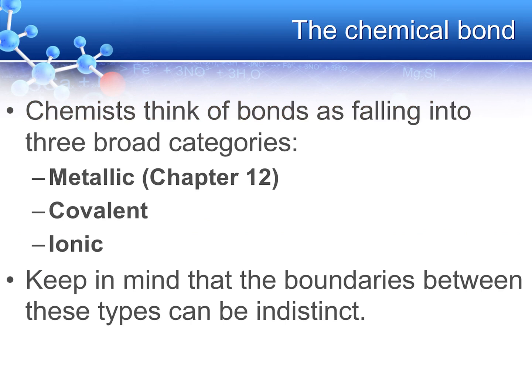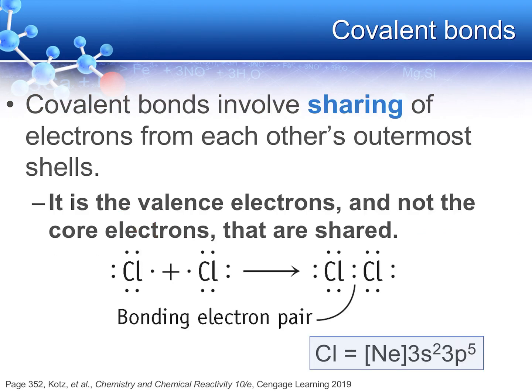We will discuss metallic bonding in chapter 12, so that will be next semester in Chem 102. So this semester, we will concentrate on covalent and ionic bonding. But keep in mind that boundaries between these types are indistinct. There's not a sharp line between what's a covalent bond and what's an ionic bond. So first, let's talk about covalent bonds.